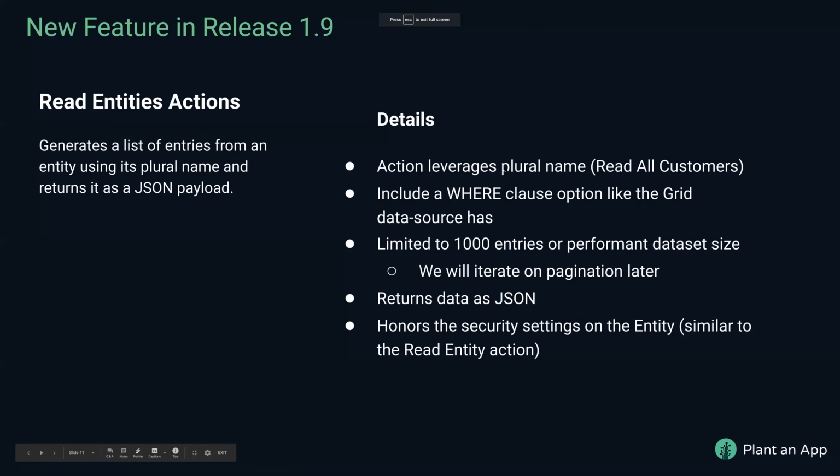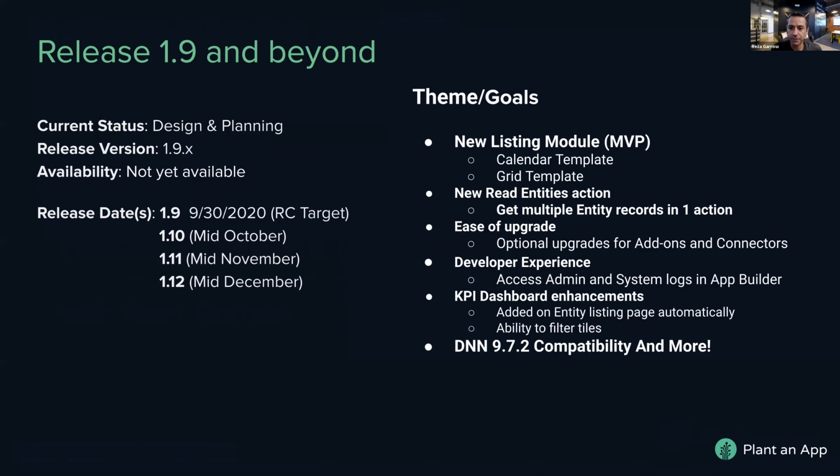Okay, so quick update on release 1.9. Things are tracking well, and we have several new features coming. And the key thing Dale touched on, we have broken through and resolved some upfront issues that we were finding with 9.7 compatibility. 9.7.2 actually came out a couple of days ago, so we are now actively testing against that, and things are going pretty well. So I'm confident that we'll be shipping with DNN 9.7.2 compatibility, and that should be coming in the next couple of weeks tops.